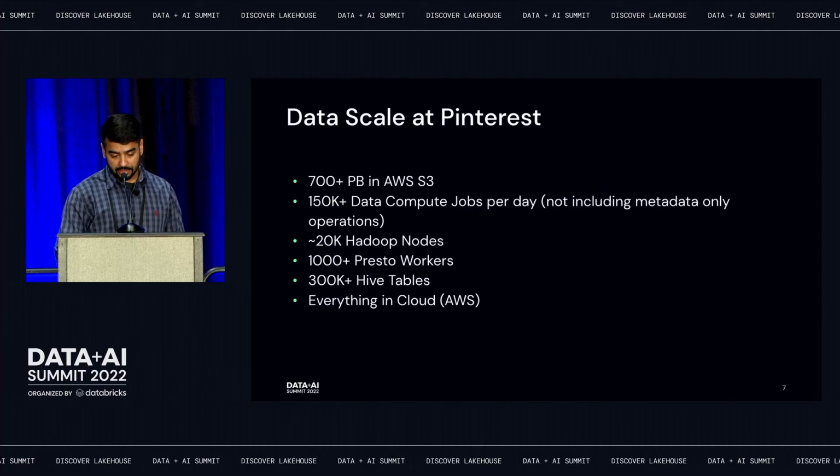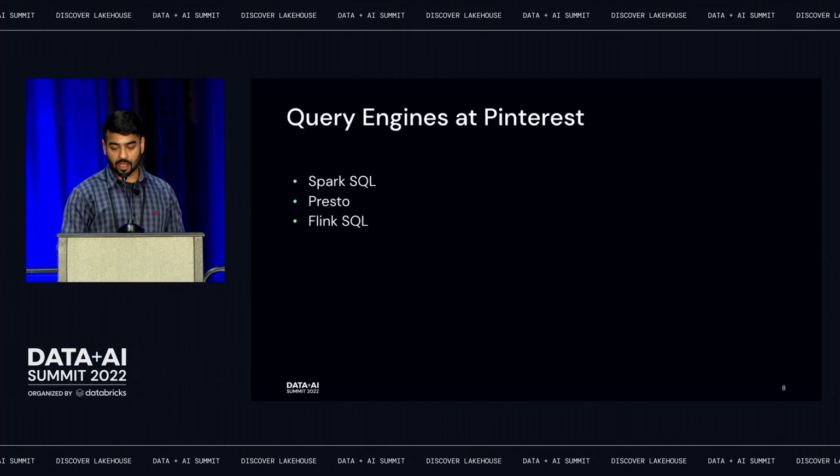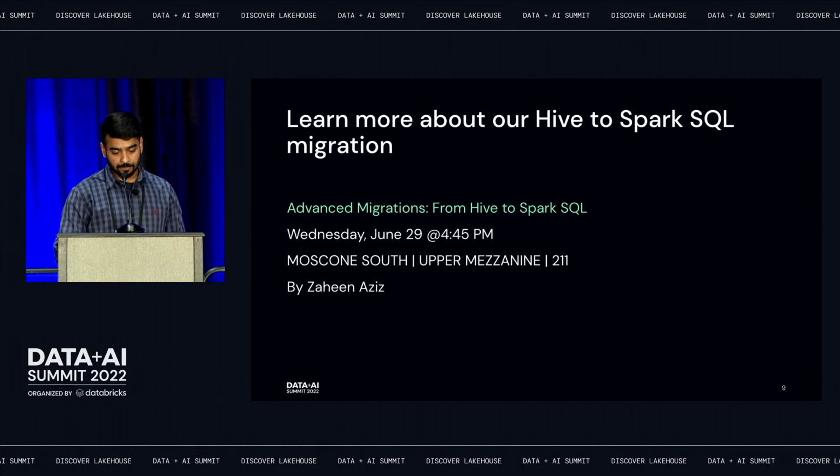We have 3 query engines that we support at Pinterest: Spark SQL, Presto, and Flink SQL. Until last year, we also had Hive, but we migrated over 10,000 jobs to Spark SQL and deprecated Hive completely. And if you want to learn more about that deprecation, please come visit room number 211 at 4:45, where my colleague Zaheen will be talking about it.